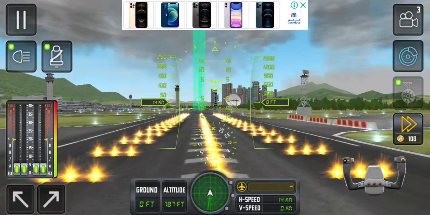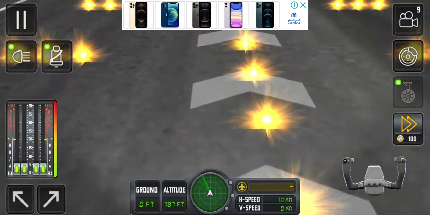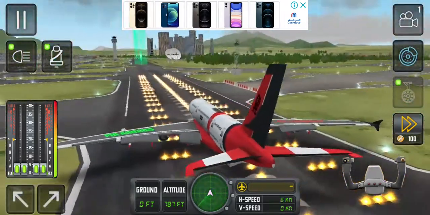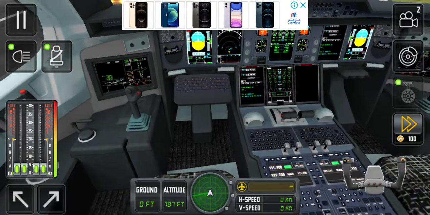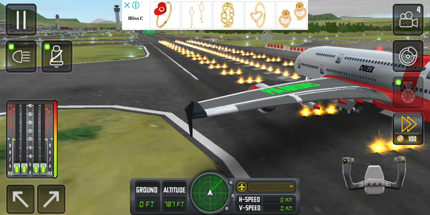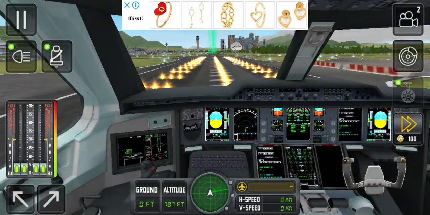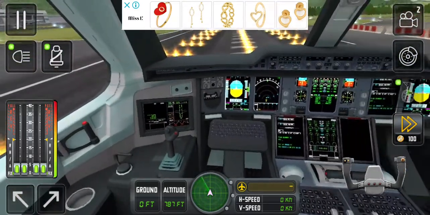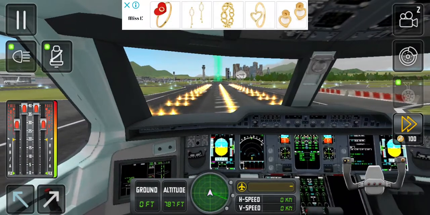Let's just check our checklist and break this. Let me check our checklist. Okay, so our checklist, check flaps, are they working? Yeah, they are. Okay, so another taxiway. Okay, done. So probably we are clear for takeoff.